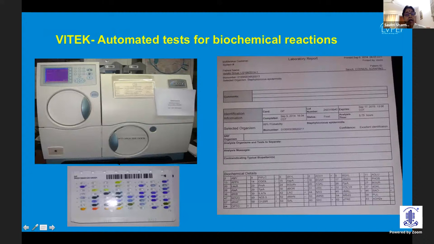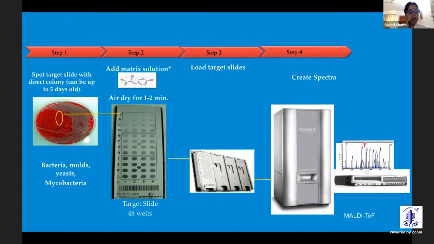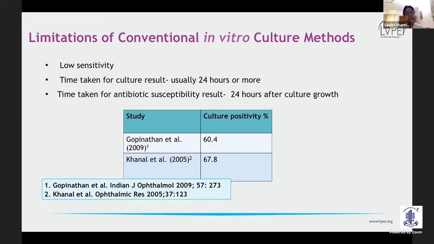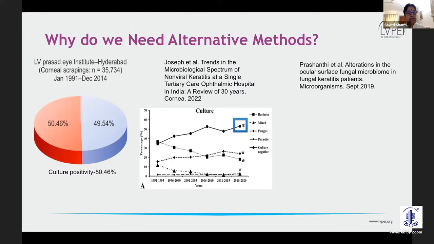Vitek has now become very common in most of the laboratories, and some cities are able to afford MALDI-TOF for identification of organisms as well. So limitations I already mentioned: direct smear as well as cultures, of course, are slow and they take time. And we are also seeing, in this publication, we have shown that negative cultures are actually increasing with time, and we are seeing less and less of culture positive keratitis.